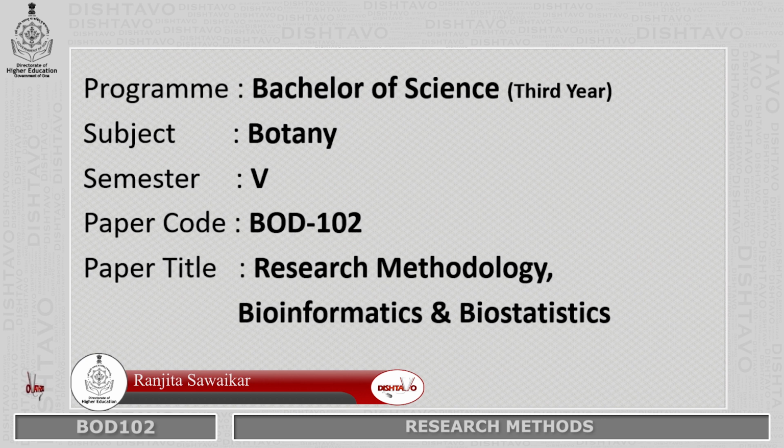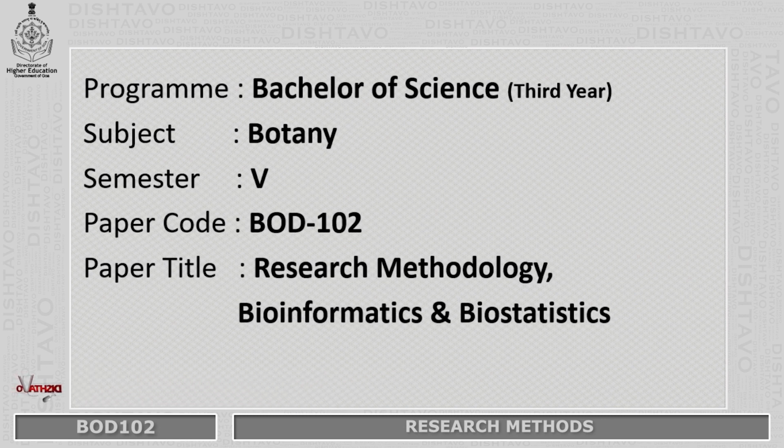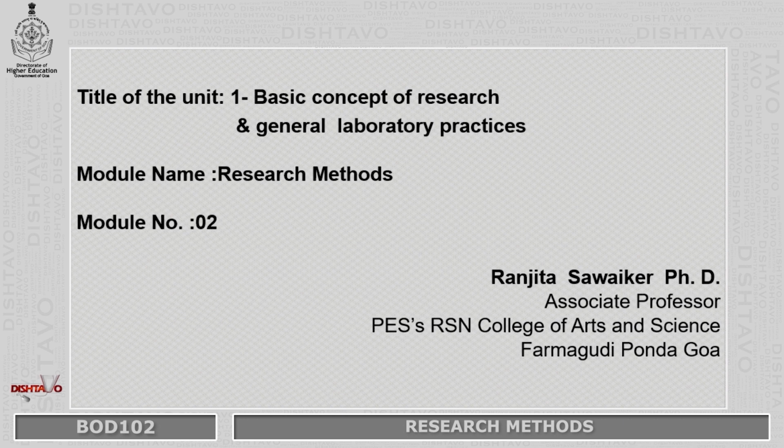Today we are going to study one more small topic from the elective paper BOD 102, that is Research Methodology, Bioinformatics and Biostatistics. This is a topic from Unit 1, that is Basic Concepts of Research and General Laboratory Practices. Module name is Research Methods and module number is 2.